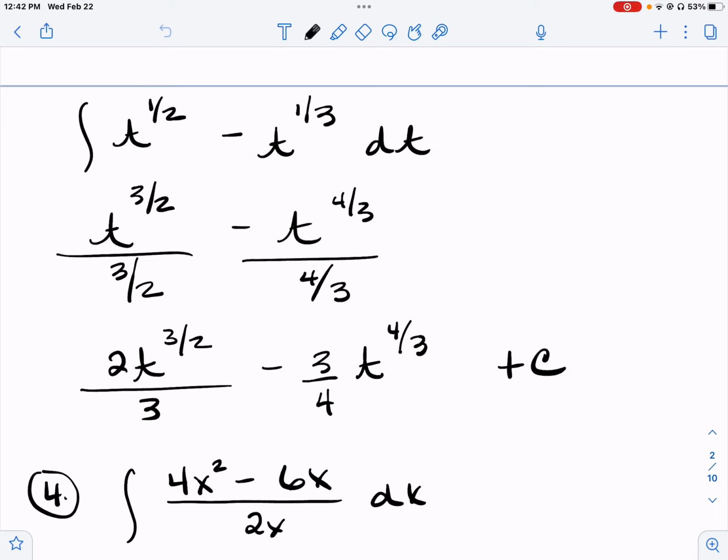Okay, you can put it back in the root. You might need to put it back in the root if you're putting in numbers, but the practice problem just left it as your exponents.